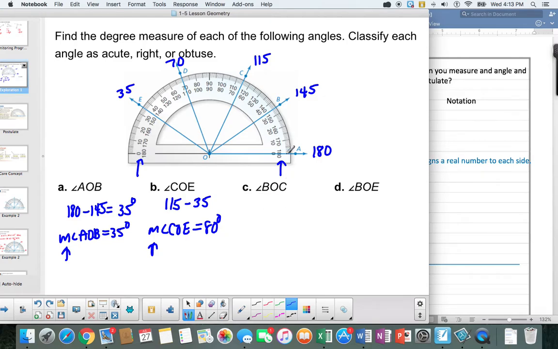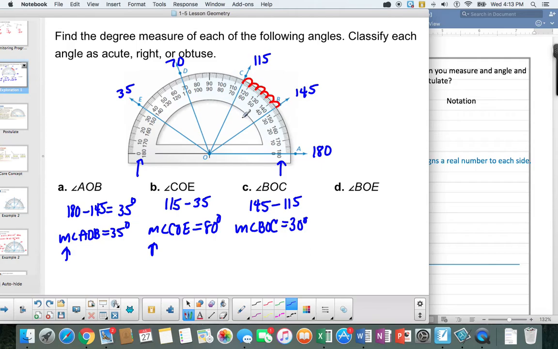Okay, BOC. B is 145 and C is 115, and it looks like the measure of angle BOC will be equal to 30 degrees. Now let's take a minute and see if we can do this another way. BOC. Okay, so you can see that this is 5 degrees. So that's 5, 10, 15, 20, 25, 30. So you can see we have 6 intervals of 5, and we got the 30.